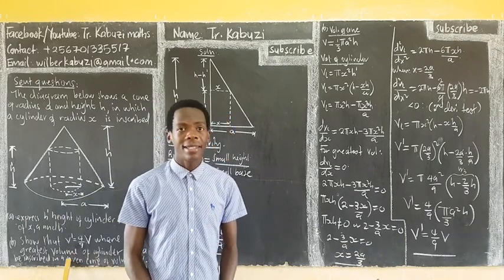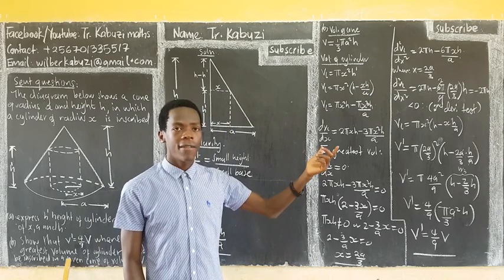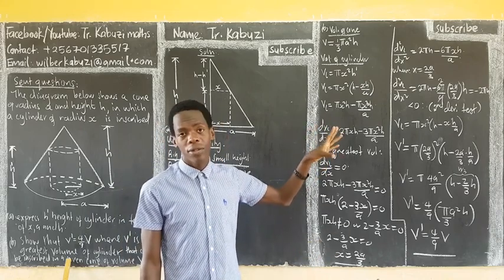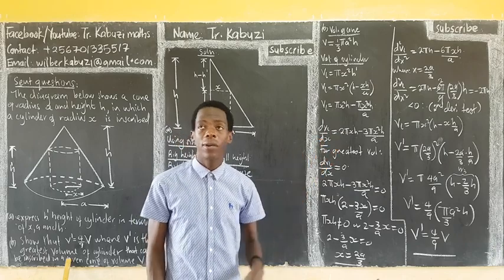So that's it, members. Some people skip the second derivative test, but for formality, we have to show that the maximum volume is going to be good like that.